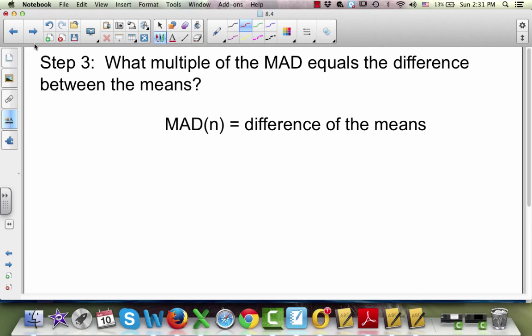Our next step: what multiple of the mean absolute deviation equals the difference between the means? Okay, let's see. This tells us that the mean absolute deviation times a number, which will be the multiple, is equal to the difference of the means. So the mean absolute deviation was 1.25, times n, that's what we're trying to find out, equals the difference of the means.